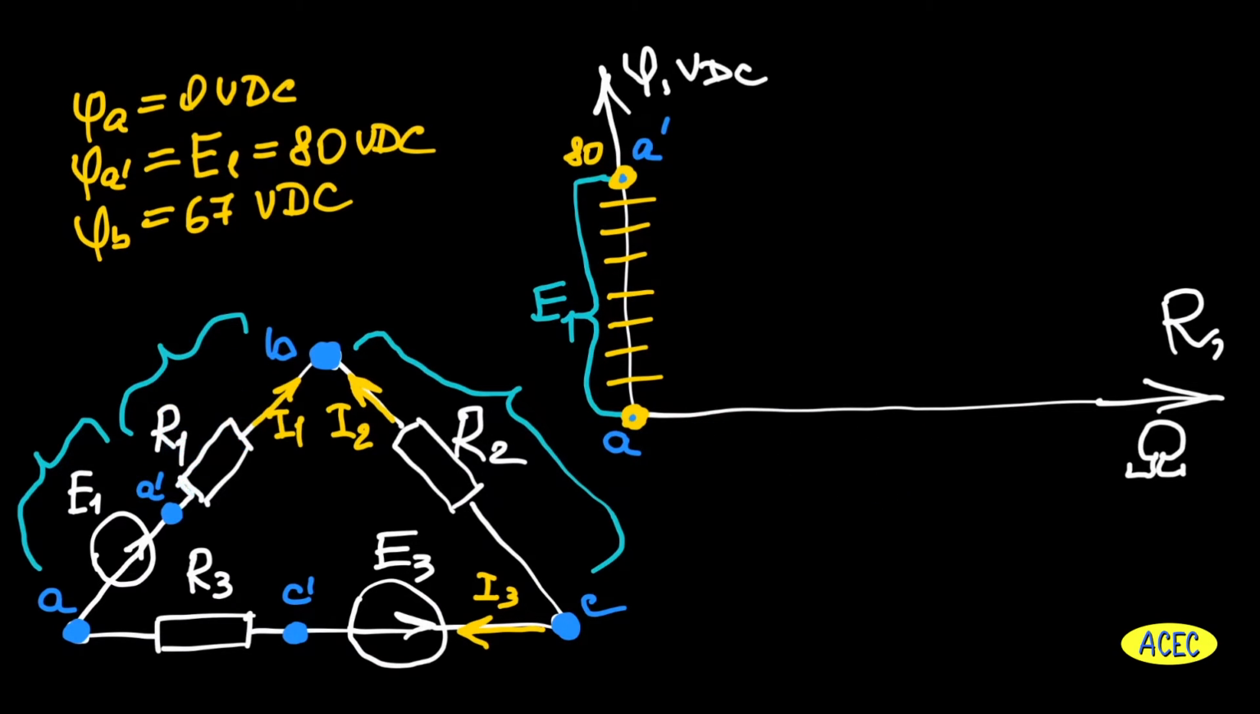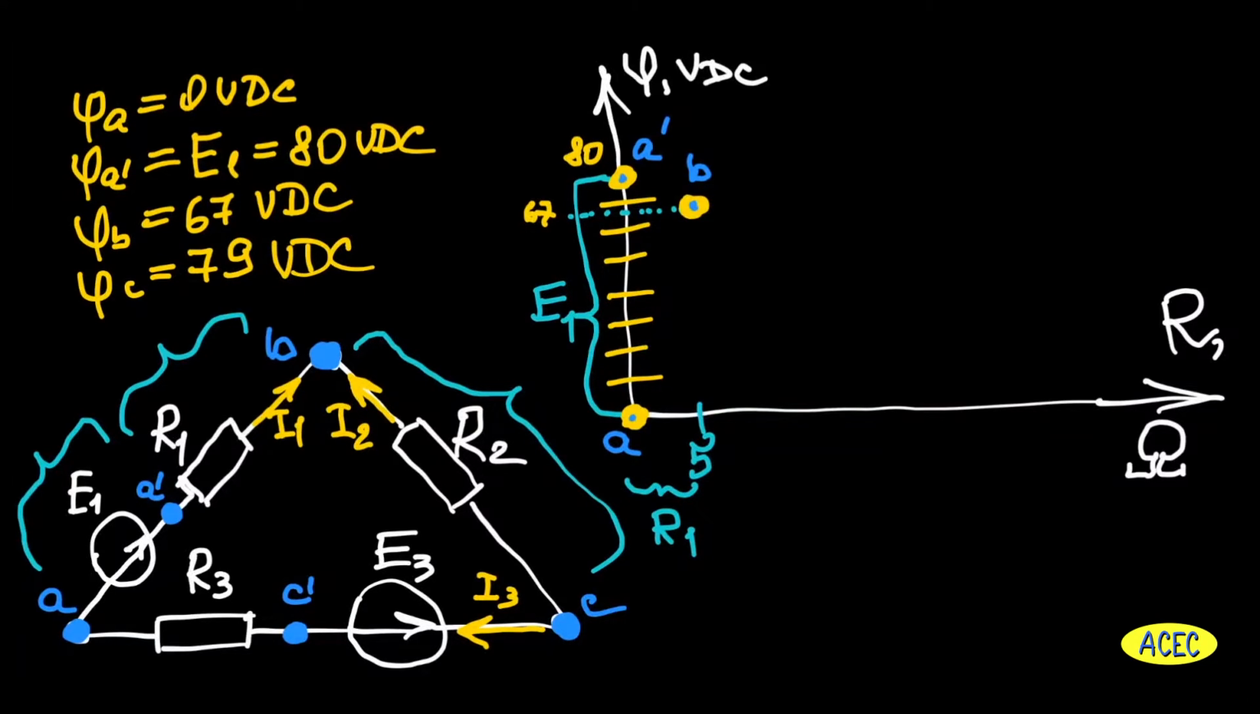On the x-axis, we have to mark the resistance of resistor number 1. So now we can build the next point. Point B, potential in node B. Potential of node C is 79 volts of direct current. Resistance R2 is 10 ohms, so on the x-axis it will be the point of 15 ohms. And now we can build the next point C of the potential circle.